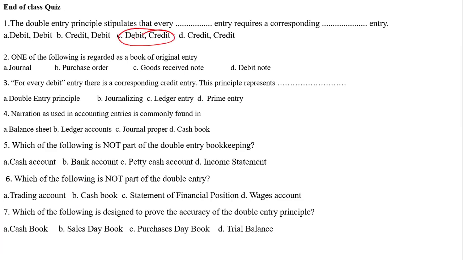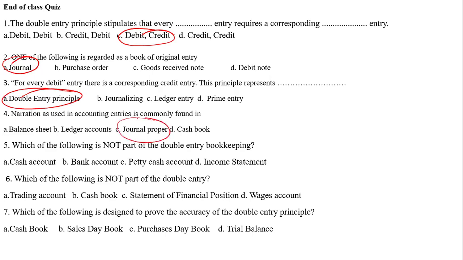Now, one of the following is recorded as a book of original entry. If we go back to the class note, we have it. It's called what? And let's say again, for every debit entry, there must be a corresponding entry. This principle represents what? You can have it as double entry. Now, we also have narration. As used in accounting, an entry is commonly found in where? The journal.